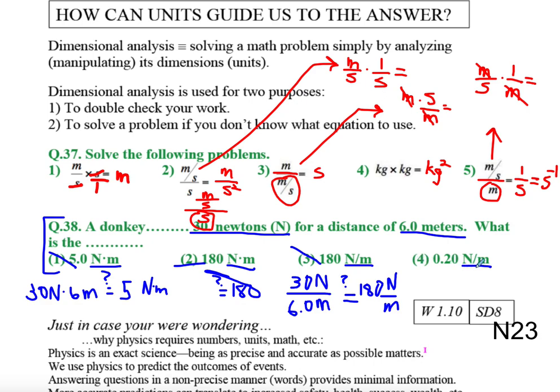And choice 4 also is N divided by M. So it's the same thing, just is it equal this time to 0.20? Well, we just did this, and it was 30 divided by 6. 5 is not equal to 0.20. So in very strong likelihood choice 2 is your answer, even though you knew nothing of the question.